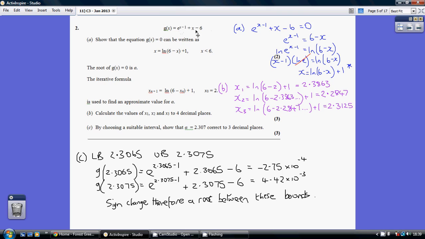So we substitute this into our function, which I've done here. Now when we substituted 2.3065 in, we got a very tiny negative number. When we substituted 2.3075 in, we get a very tiny positive number. So the sign has changed. We've gone from a negative to a positive, so it stands to reason that the root is somewhere in here, where it actually equals 0 is somewhere in here. So a sign change, therefore a root between these bounds.